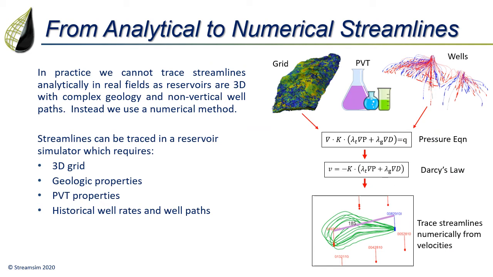In practice, we cannot trace streamlines analytically in real fields, as reservoirs are 3D with complex geology and non-vertical well paths. Instead, we use a numerical method. Streamlines can be traced numerically in a reservoir simulator. We require a 3D grid, geological and PVT properties, historical well rates, and well paths. Then we solve the flow equations, in this case the pressure equation, apply Darcy's law to determine the velocity field, and then trace streamlines numerically such that they follow the velocity field.